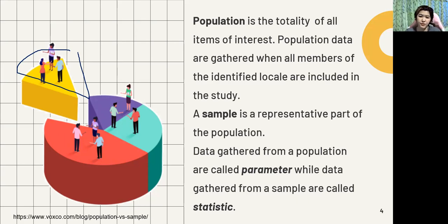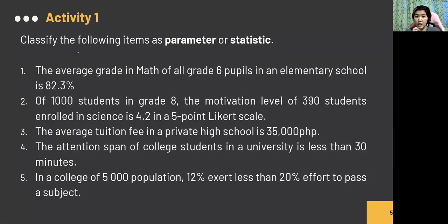Okay? Now take note of the term. Data gathered from a population are called parameters, while data gathered from a sample are called statistics. Okay, magkaiba yang dalawang yan. So let's go to our first activity on this lesson. Simply determine whether it's a parameter or statistic.